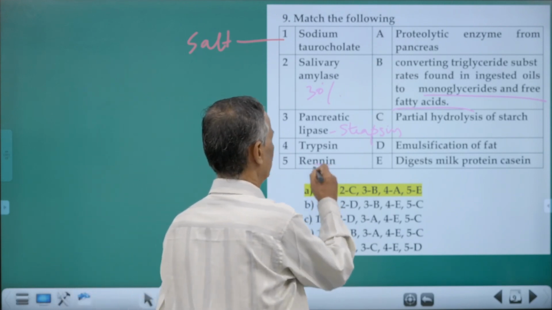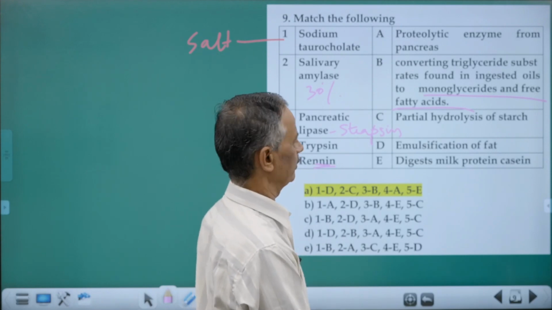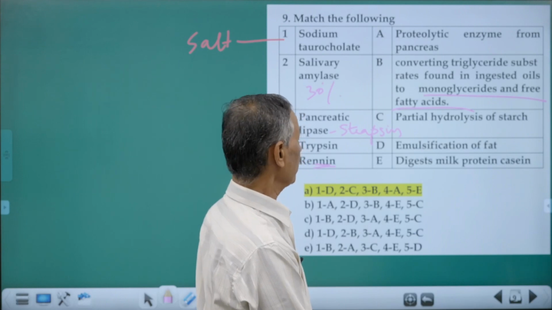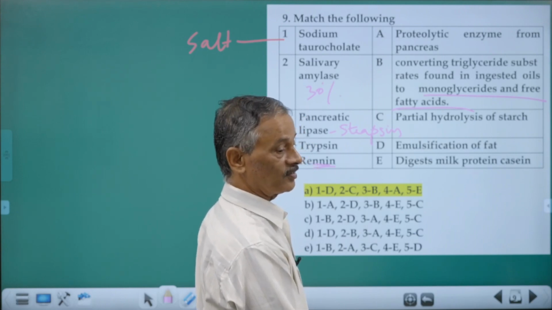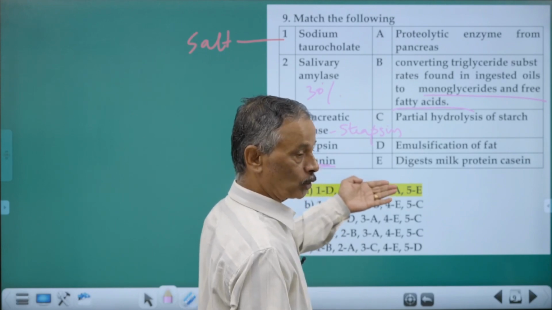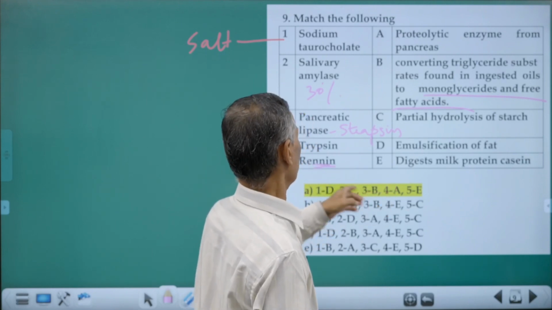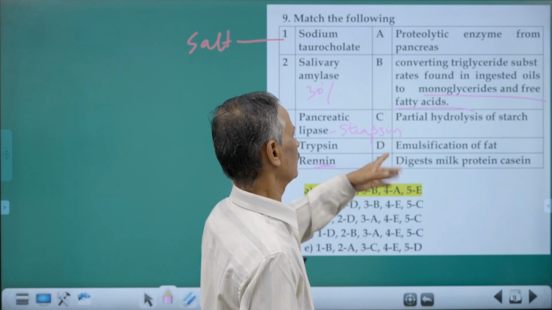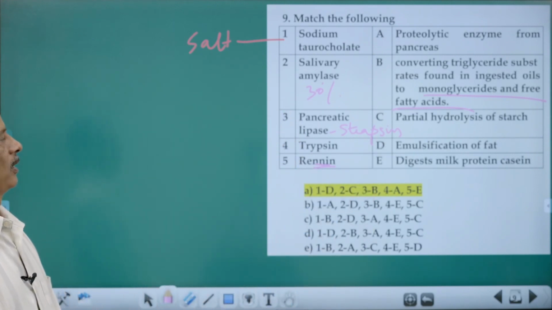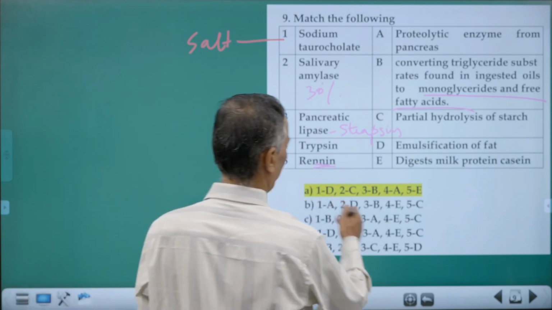Then renin, spelling is R-E-N-I-N. You should be very careful with the spelling. Renin is a hormone produced by the kidney, which plays an important role in regulation of GFR. This is renin, that is digestion of protein of the milk, casein. Okay, so the option goes to apple.